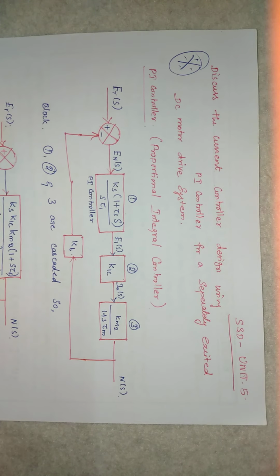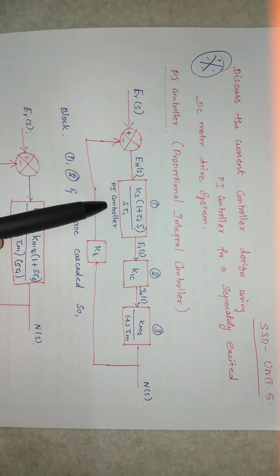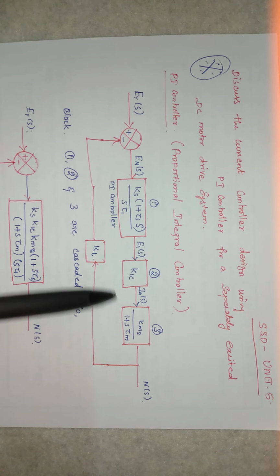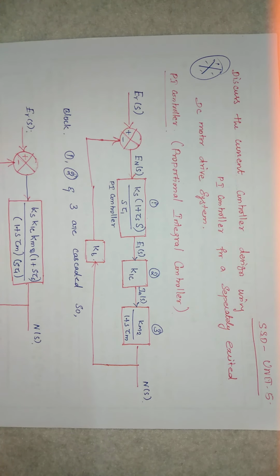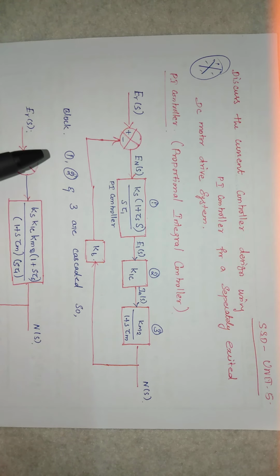Here we have a block diagram. Here one extra block is added from the previous one, that is the PI controller. The remaining terms are all the same. I'm just explaining the flow of this block, then we can easily understand the concepts.